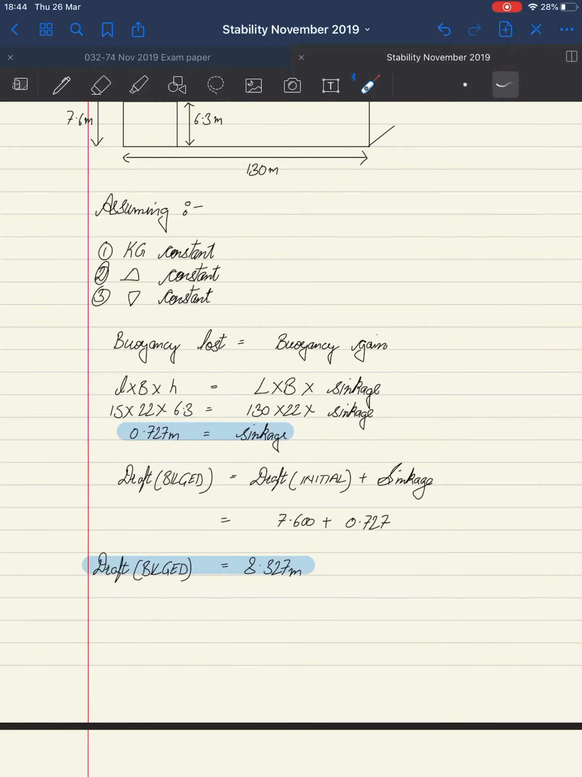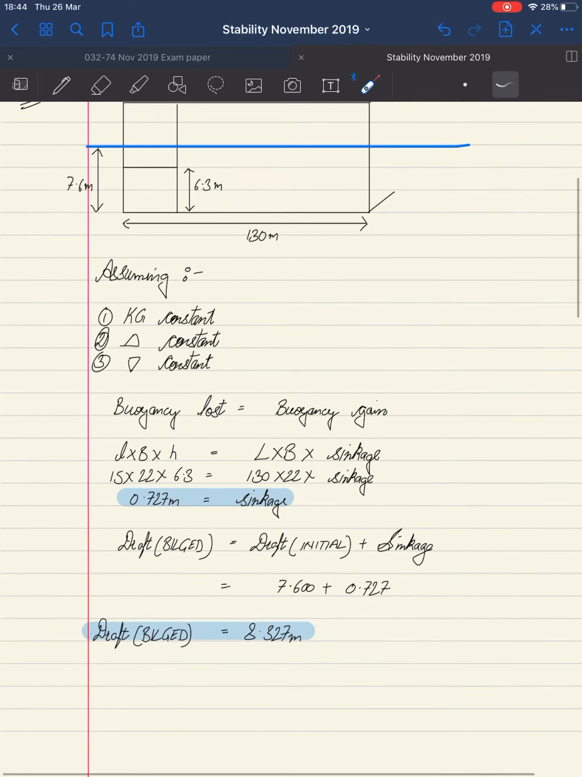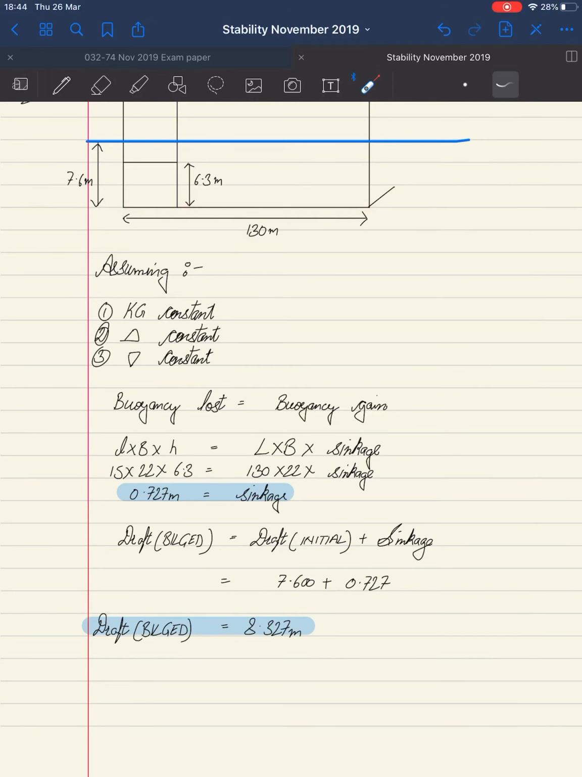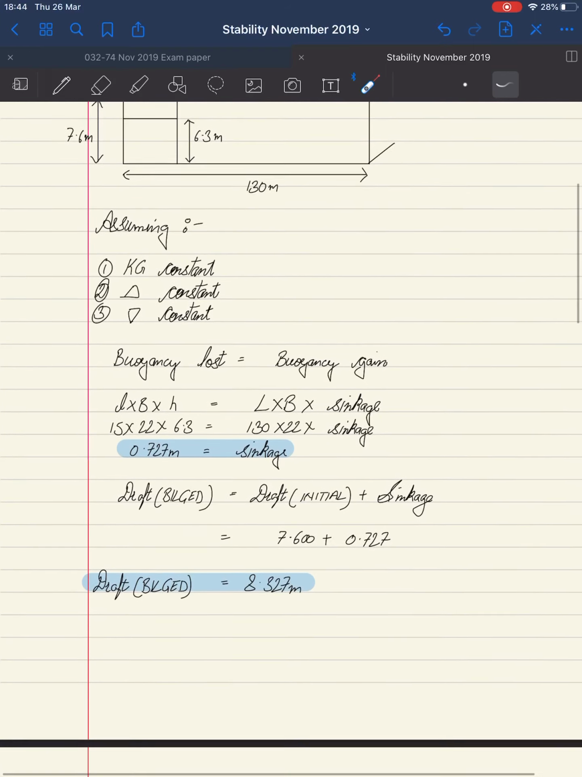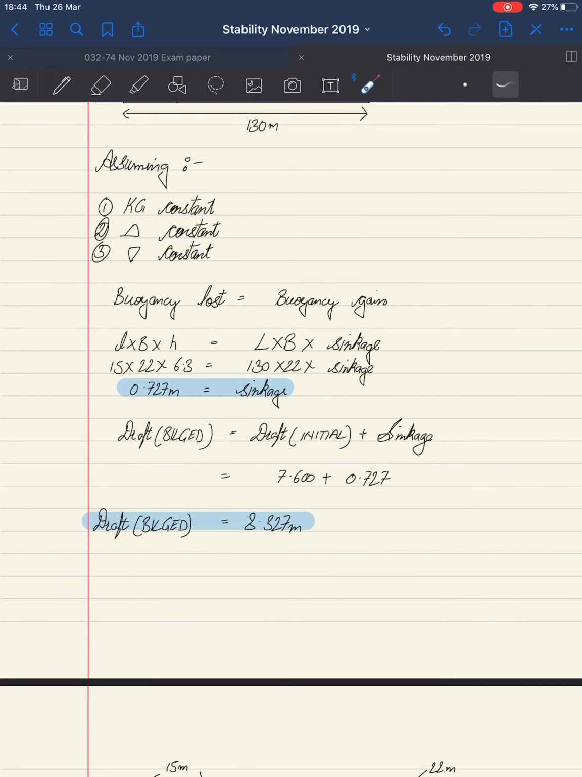So buoyancy loss is equal to buoyancy gain. Buoyancy gain is length of the vessel multiplied by breadth of the vessel multiplied by sinkage. Length of the vessel is 130 meters, breadth is 22 meters, multiplied by sinkage. We simply put in the values in this formula and we get the following equation. From this equation, we find the value of sinkage as 0.727 meters.